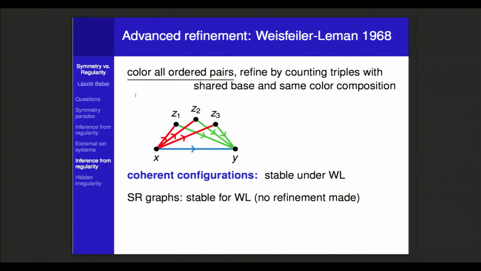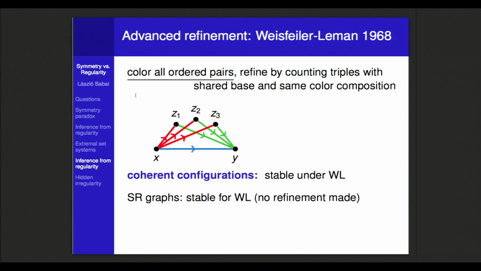I described the naive refinement where a vertex just looks at the color of the neighbors and how many neighbors have a given color, etc. More advanced refinement was already published in 1968 by Weisfeiler-Leman. Now, this is contemporaneous with even the rise of the notion of polynomial time. So what they do is simply they color all pairs of vertices. And then they do the natural refinement.